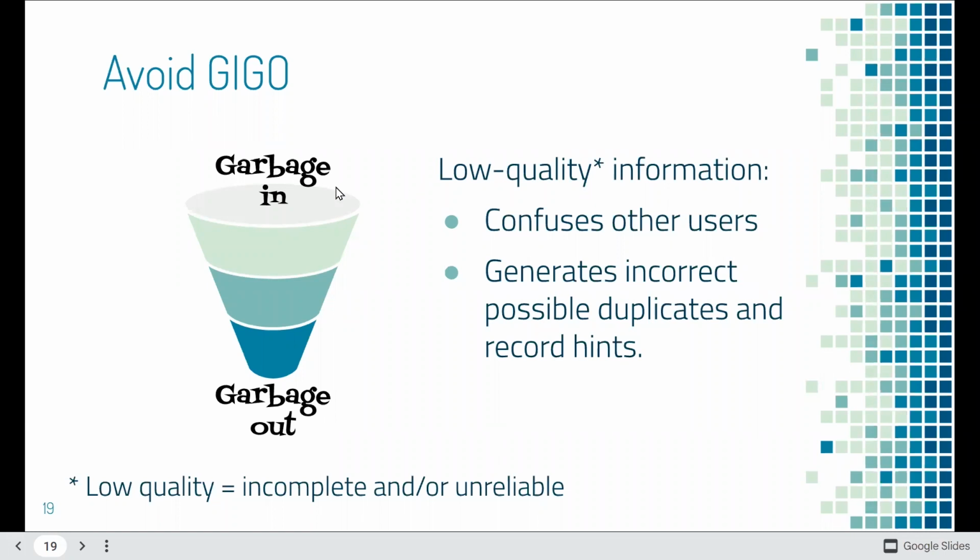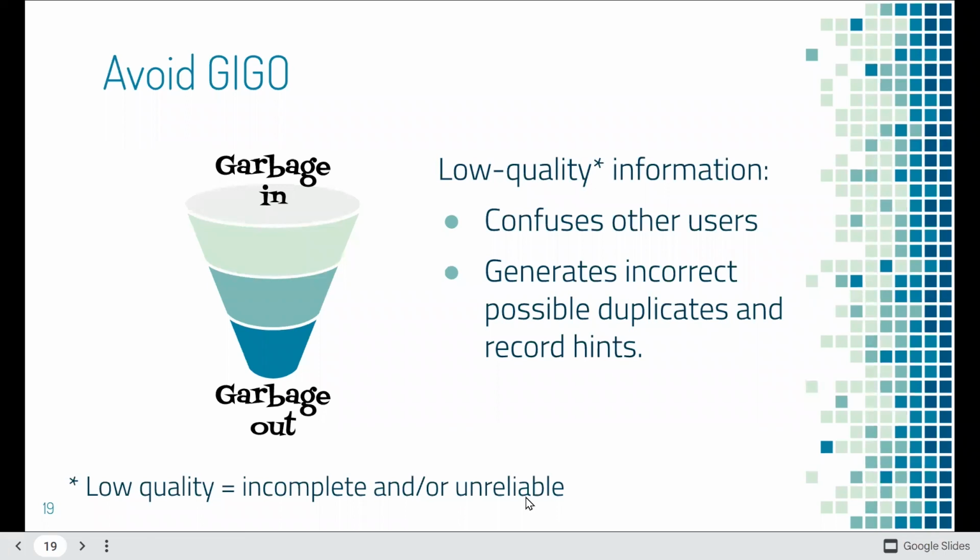The basic principle is if you give garbage to a mathematical formula or to a computer application, the chances are very good that you're going to get garbage on the other end. So you put bad stuff in, you're probably going to get bad stuff out. So I wanted to define here what I mean by low quality information. That just basically means it's either badly incomplete and or unreliable.